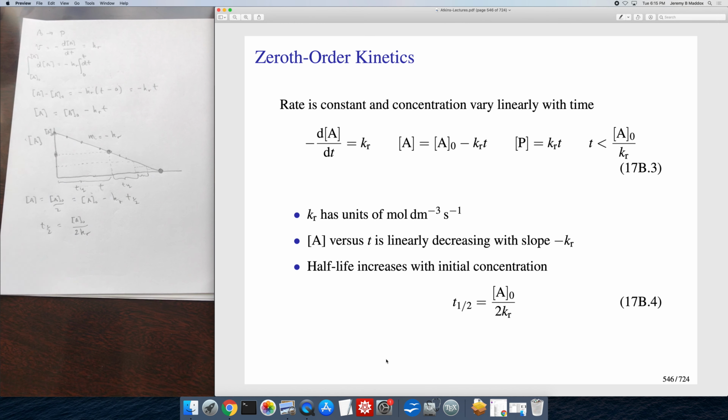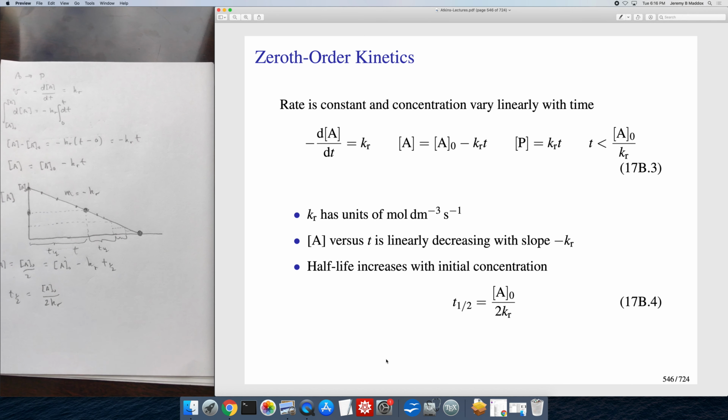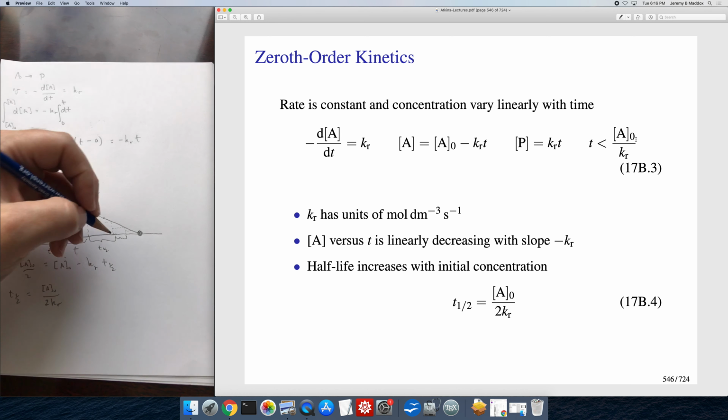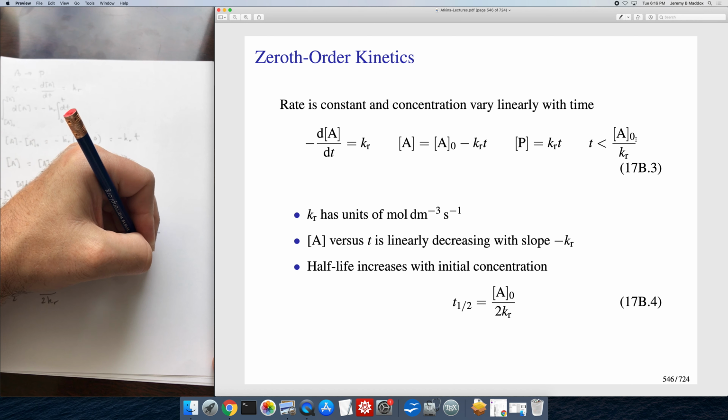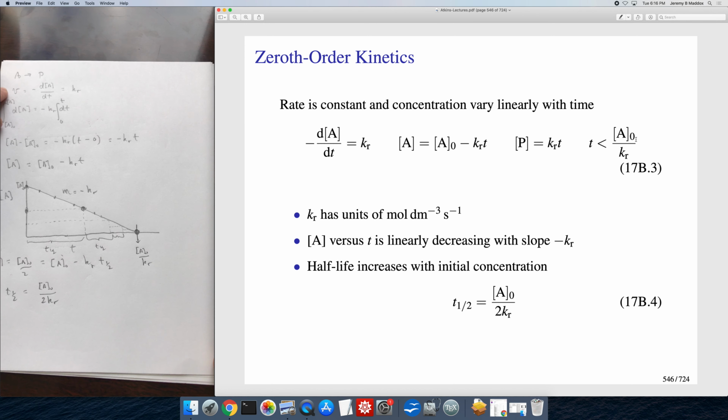The next slide here summarizes the important aspects of the zeroth order kinetics. So here's the differential equation that we were working with. Here's the solution. You can also derive, and it's not very difficult, the solution for the product concentration. You see that the reactant concentration decreases linearly. The product concentration is going to increase linearly so long as t is less than this end time. So that's the time here, A0 over kR. This is the time where the reaction finishes.